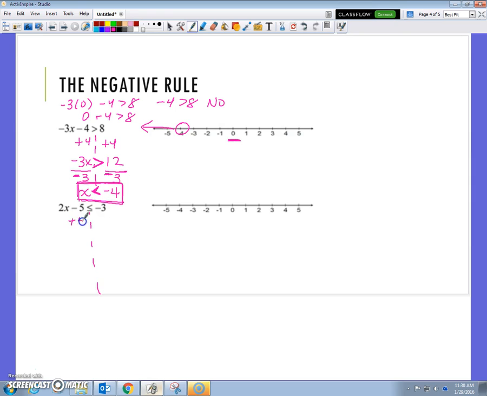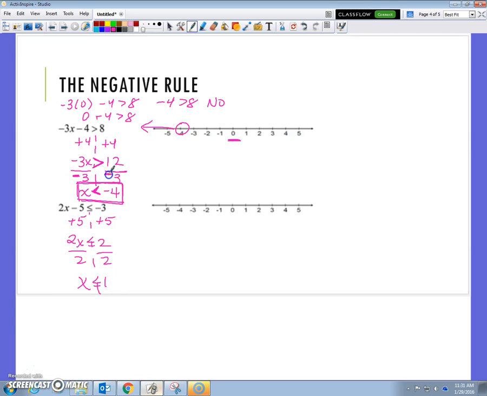And in this one, I'm going to start by adding 5 to both sides because this does say -5, and I'm still trying to isolate the variable. And now I'm going to divide both sides by 2. Now notice, when I divided this time, I'm still just dividing by a positive, so nothing is going to change. I'm still going to have less than or equal to.